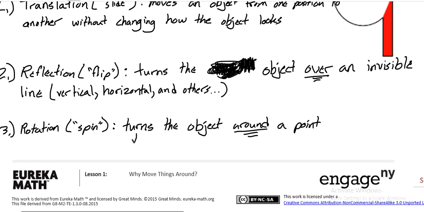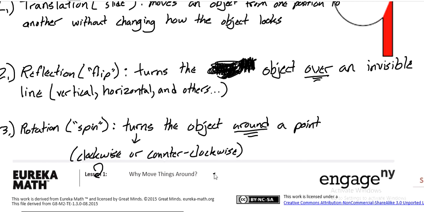And when we say turns, there's two types of turns you can make. There's clockwise, where you take it and you spin it just like a clock would, or counterclockwise, where you would go the opposite direction and you spin it that way. All right, there are our two types of rotations.